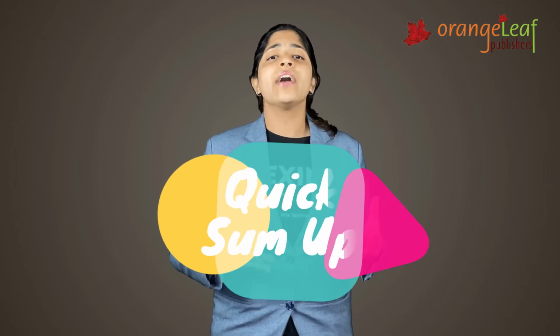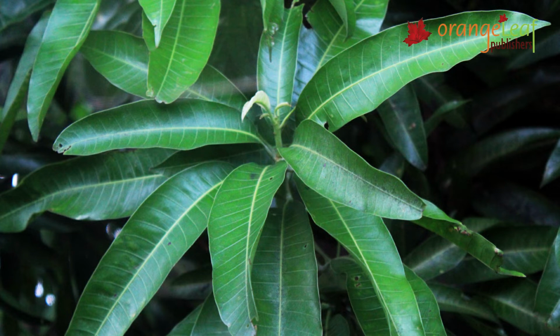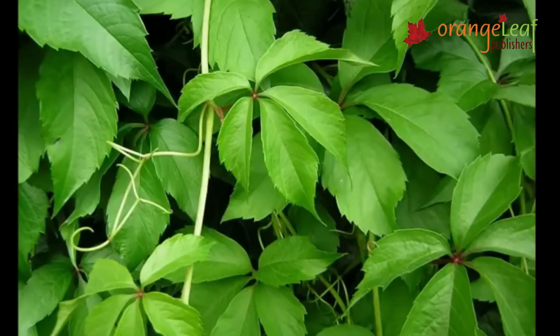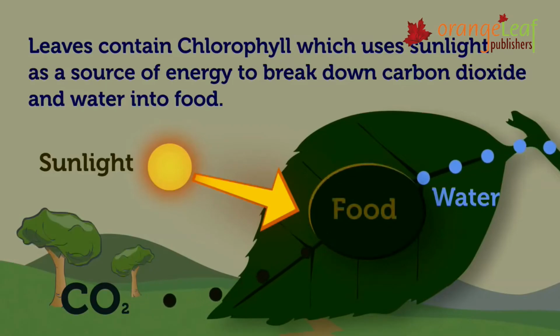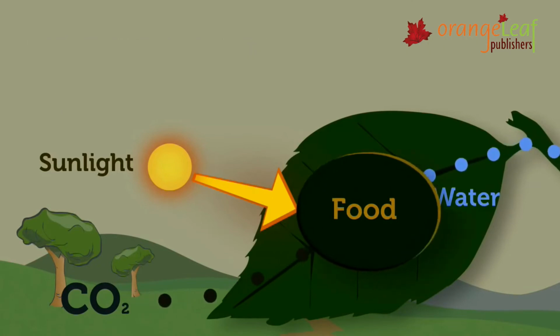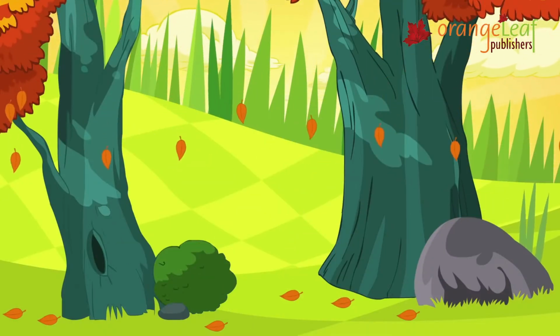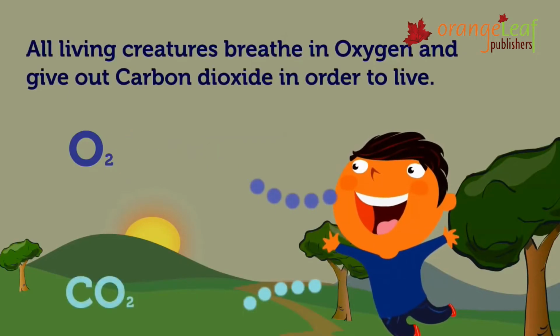Now that we've reached the end of our lesson, let us have a quick sum up of what we've learnt. Most plants have green leaves. The leaf has parts called the leaf blade, veins and petiole. Leaves get their green color from a pigment called chlorophyll. Leaves make food for the plant. Leaves usually fall down when they use up all the chlorophyll in them. Leaves release oxygen during the daytime.